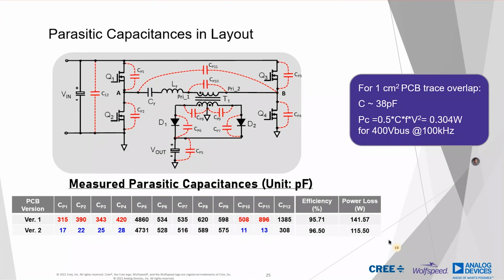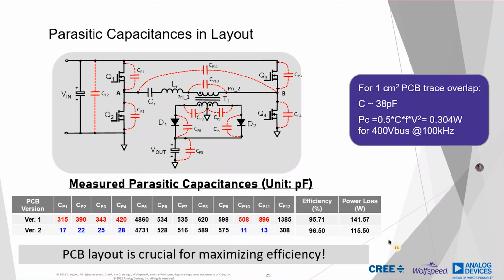So definitely things to keep in mind, that all these PCB layout things that may not have been critical at 10 kilohertz with an IGBT are super critical at 100 kilohertz with silicon carbide.